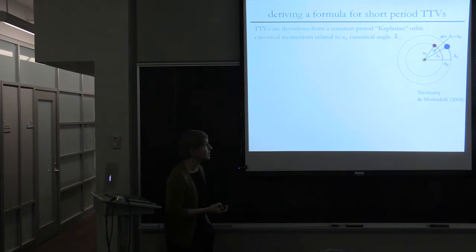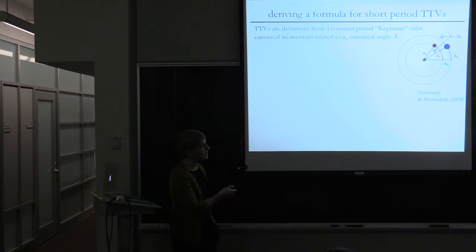As I've said, TTVs are a deviation from a constant period Keplerian orbit. And so I'm just going to sketch how we derive them. The basic setup is that you have two planets. They're essentially on nearly circular orbits with semi-major axes A1 and A2. This lambda is the angle specifying where the planet is in its orbit. Psi here is what's called the synodic angle. It's just the angle between the two planets. So when this angle is 0, that's when the planets are at conjunction and interacting with each other very strongly.